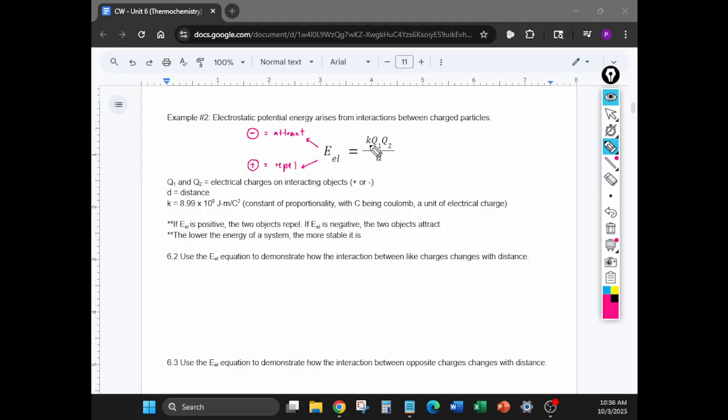This K right here is a constant. It's going to be on your equation sheet, so you don't need to memorize it. Just know that K is a constant. Now, the key thing to remember are these Q's. These Q's have to do with the electrical charge of the two objects that you are looking at. They could either be a positive number or a negative number. And the D right here tells you distance, so the distance between the two objects.